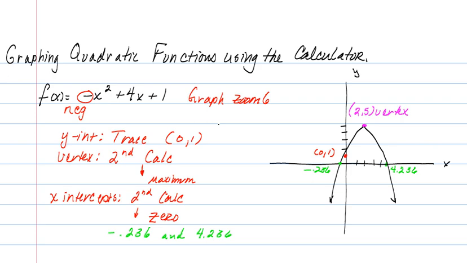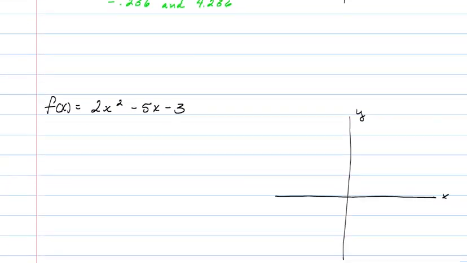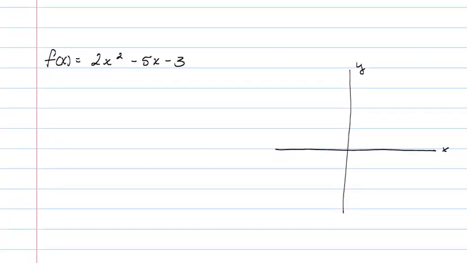Okay, we'll look at another example. So there's the first one. We graphed it on our calculator using the feature of zeros, which is found under second calc, and the maximum feature under second calc. We use the trace feature to find the Y-intercept, and always graph it in zoom 6. So let's look at this next one.